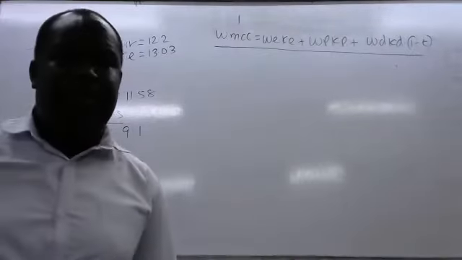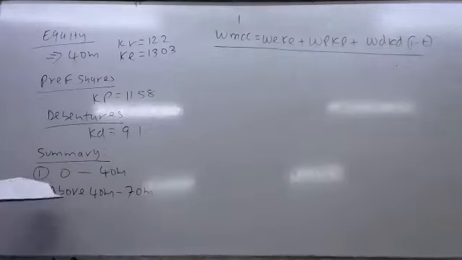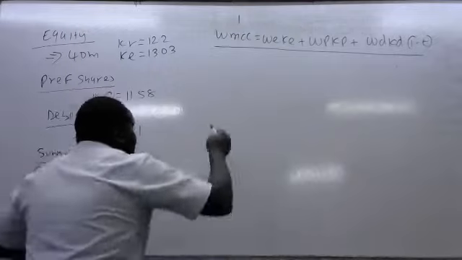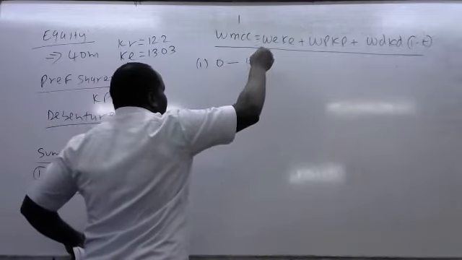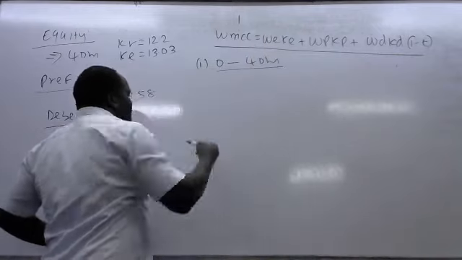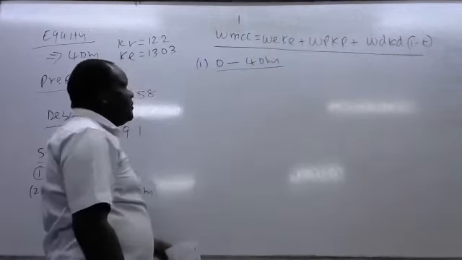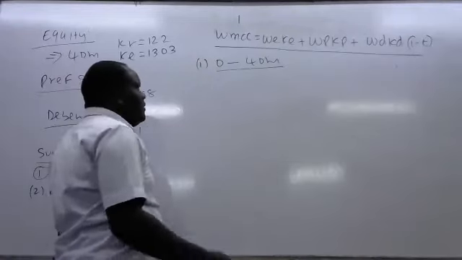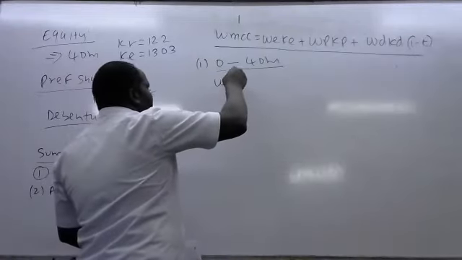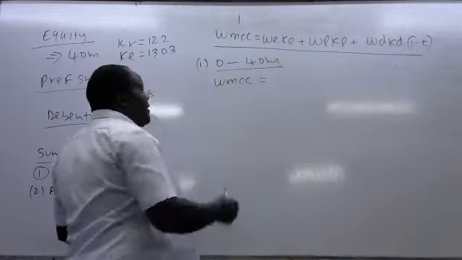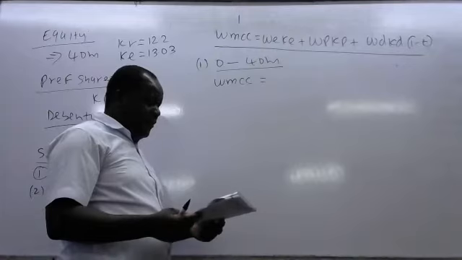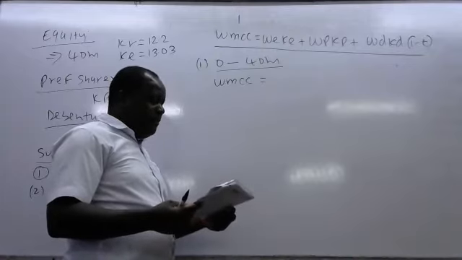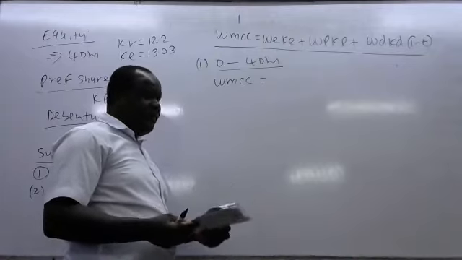Then we come up with that analysis. The first one is from 0 to 40 million. The first one starts from 0 to 14 million. So to get the WMCC, we know the weight for equity. We had used it before. You remember the weight for equity? It was 15 million plus 45 million divided by 100.